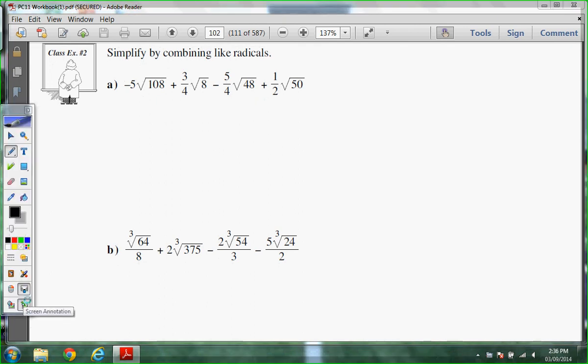So 108. Trying to think about the perfect square that goes into 108. Again, just because I know my perfect squares, you'll find it eventually. It might take a little bit longer, but 36 times 3 is the perfect square we want there. The other one is going to be 8. It can only be 4 times 2.